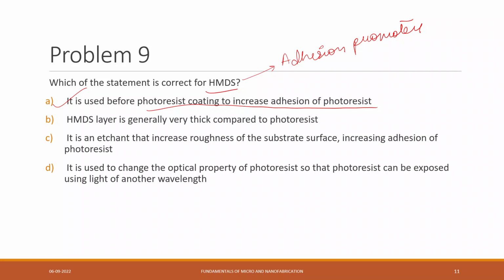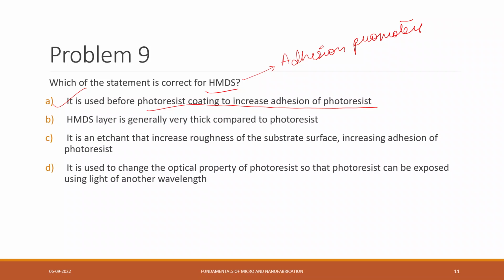And the next option says it is an etchant that increases roughness of the substrate, increasing adhesion of the photoresist. So it is not an etchant. An etchant is something that etches the material out. So it is not the case. And it is used to change the optical property of photoresist, so the photoresist can be exposed using light of another wavelength. No, it doesn't change the optical property of photoresist. So option 1 is the correct one.